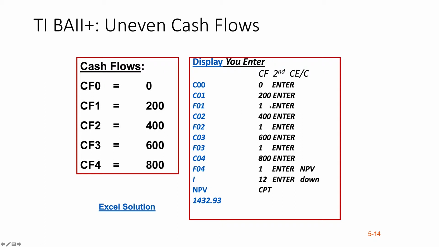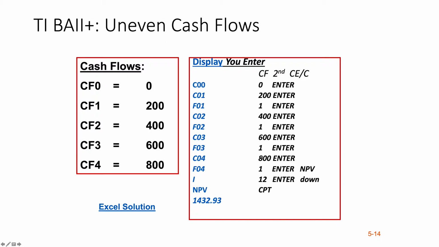You punch the downward arrow key again. This time, you enter 400 as your CF2. Enter it. Then using the downward arrow key, accept the default frequency of 1, and go to CF3. You enter 600. Enter. Downward key, accept the frequency of 1. Then in C04, you put 800 and enter it.